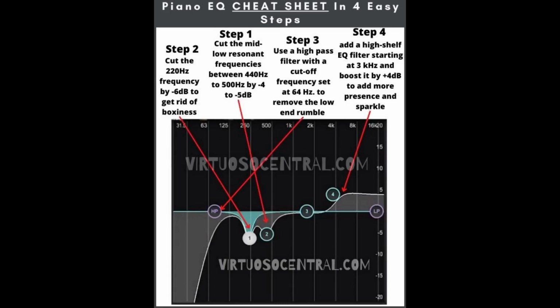Add a high shelf EQ filter starting at 3 kilohertz and boost it to add more. Why? They don't explain any of this. They're especially boxing this. What does it mean? So here's my question with this. As we all probably know, every piano sounds different. The way it's recorded will be different every time. So you're going to be working with a different general frequency spectrum.